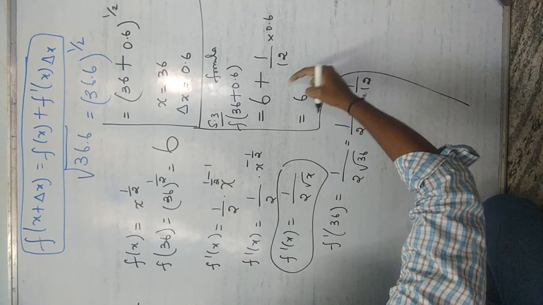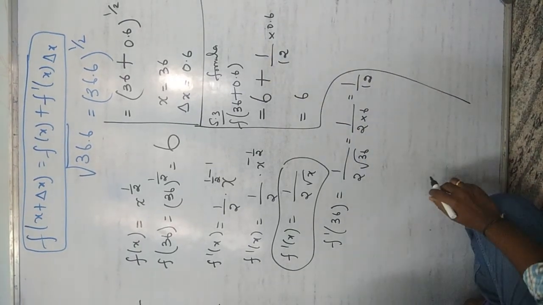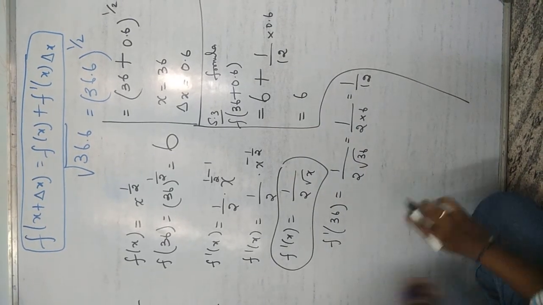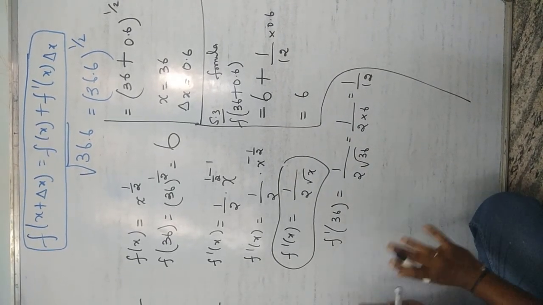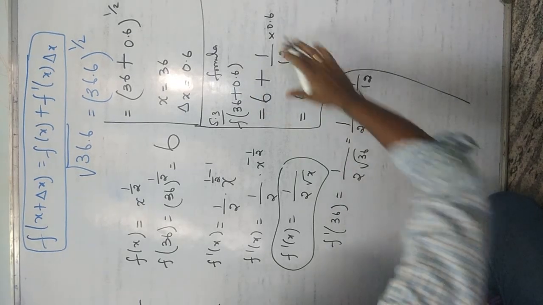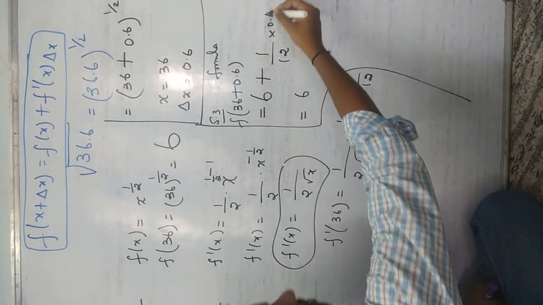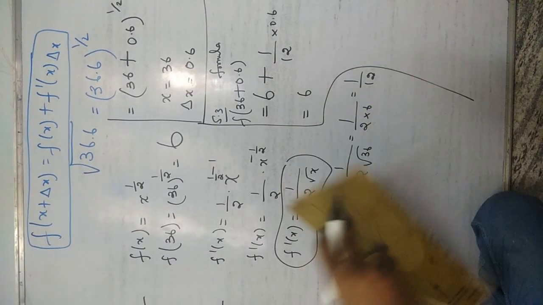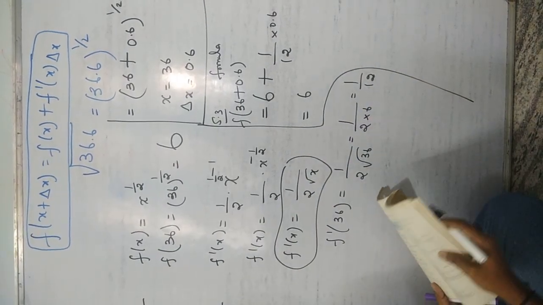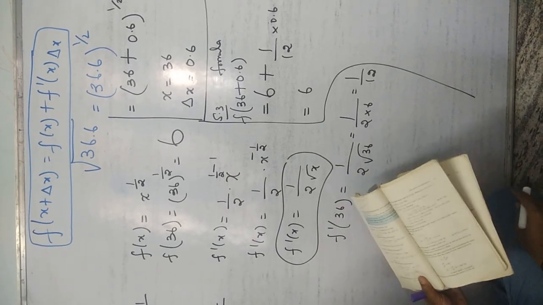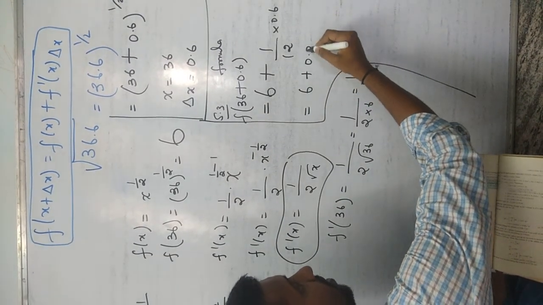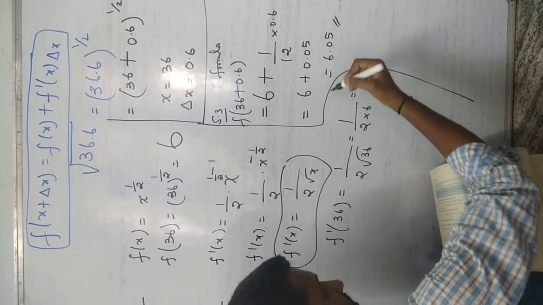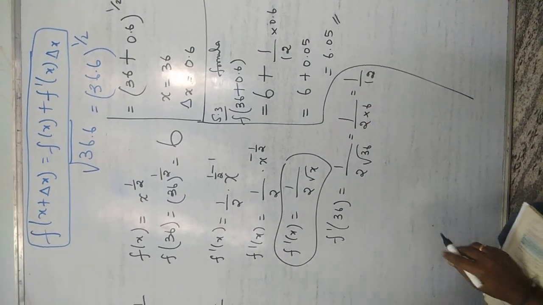If you know the LCM, take the LCM. If you know how to calculate this one, calculate the value and then add it to 6. The choice is yours, so don't confuse yourself. So I can cancel it. This one will become 1 and this will become, according to your textbook, they have given 0.05. So 6 plus 0.05. The answer is 6.05, the approximate value for the square root of 36.6.